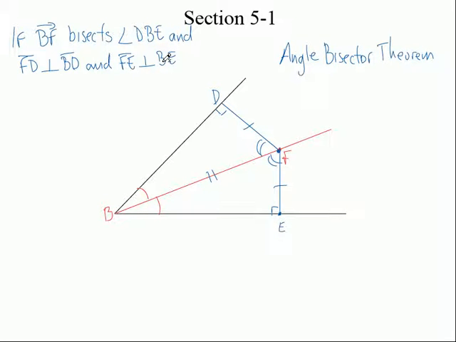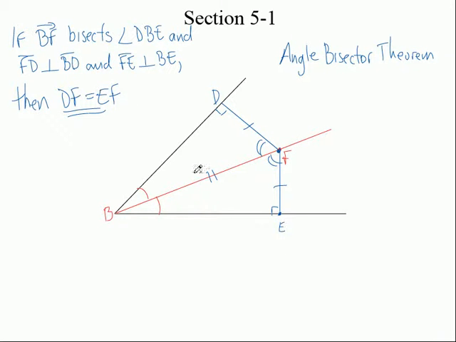If all that stuff's true, if this BF is a bisector, and these two are perpendicular and these two are perpendicular, then what can you say about the lengths of these two segments? They're going to be equal. So DF must equal what? EF. You get it? That's a lot of ifs, isn't it?